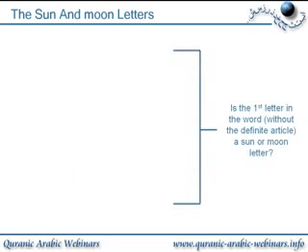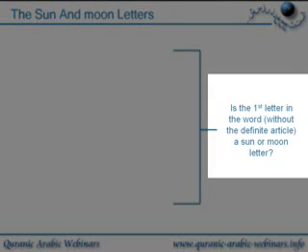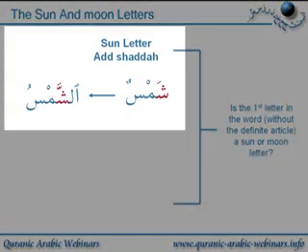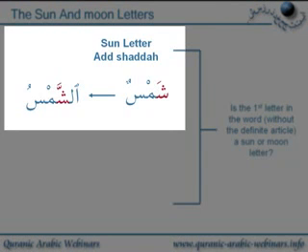Okay, so now we get into why we need to know these sun and moon letters. So I'm just going to read this. We're going to ask ourselves a question, and this is again for the noun. Is the first letter in the word, and in our case we're really talking about nouns, a sun or moon letter? In the brackets I've got without the definite article, i.e. if you look at a word without the definite article added to it, is the first letter a sun or moon letter? Now if it is a sun letter, we're going to add a shadda when we put on the definite article. So let's explain with this simple example.